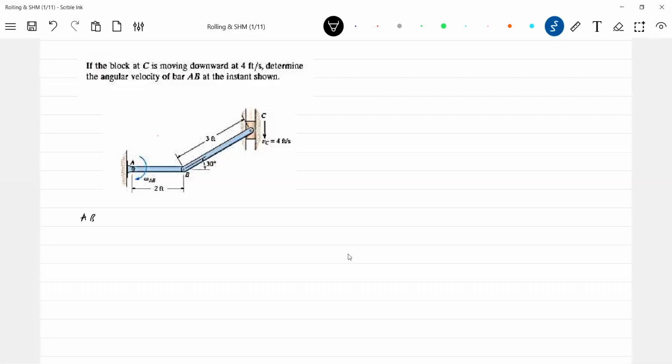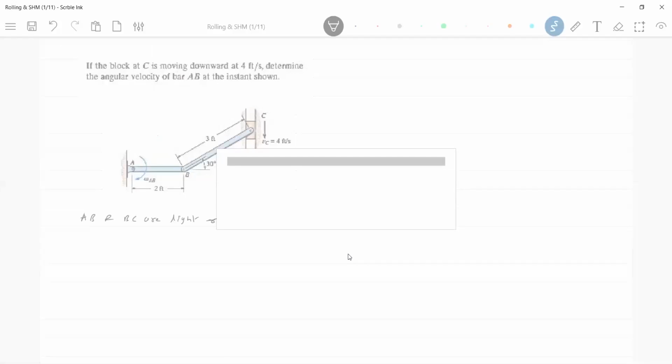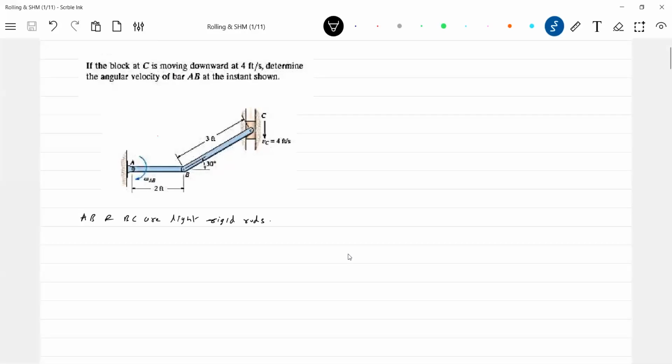So let me write here: AB and BC are light rigid rods. The lengths of those rods are given. As it is rigid, what will happen to its length? Length will not increase, not decrease. So that particular aspect is what is going to help us a lot. Okay, how to get this particular thing? Let me start.